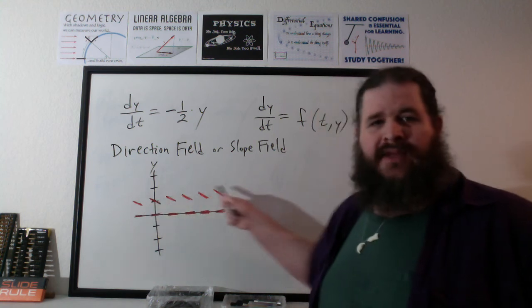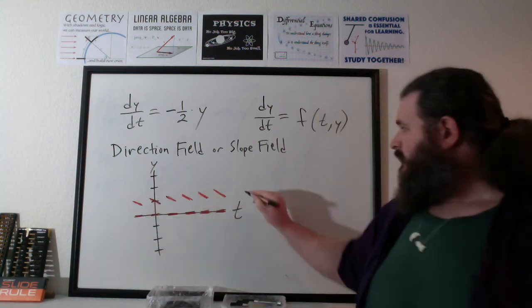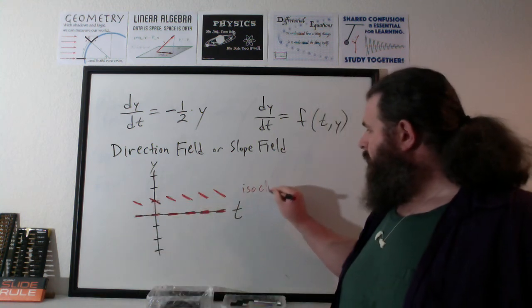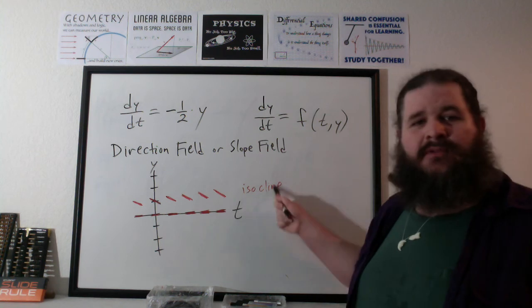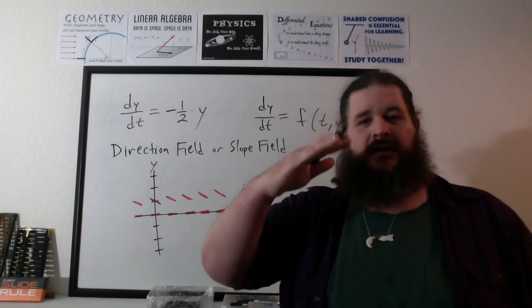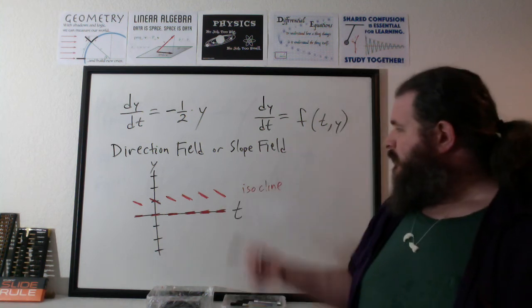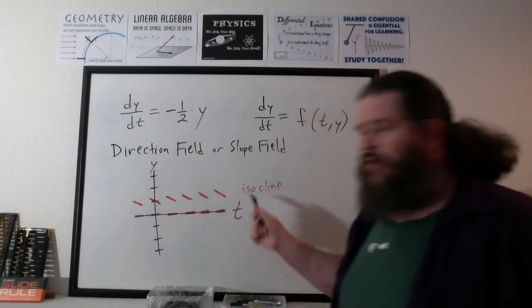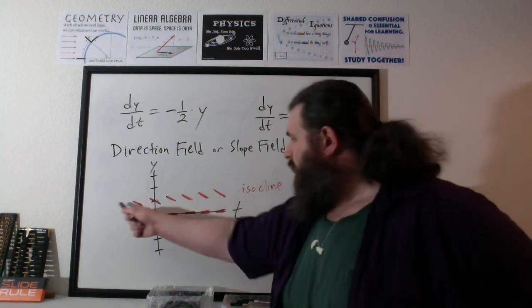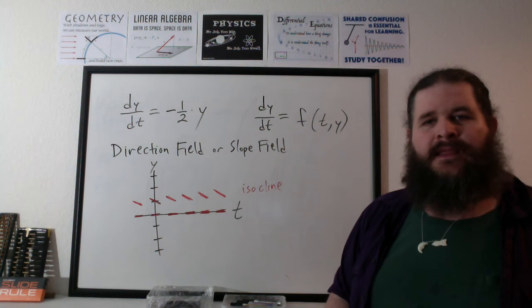This region, by the way, this region where the slope is all one value is often called an isocline. Iso meaning same, cline meaning slope, as in inclination or an inclined plane. So an isocline just means a region where the slope is all the same. So this is the region where the slope is negative 1/2.